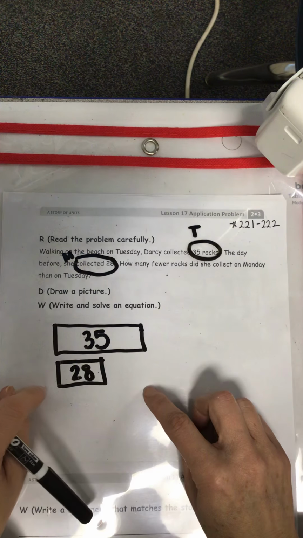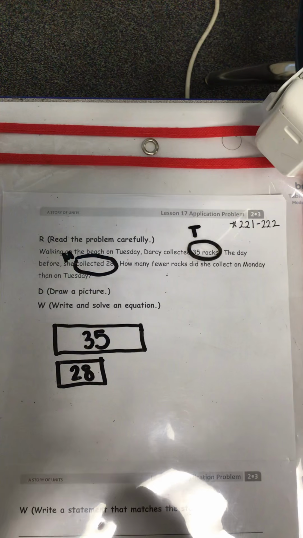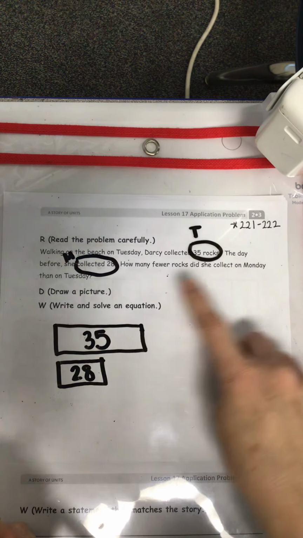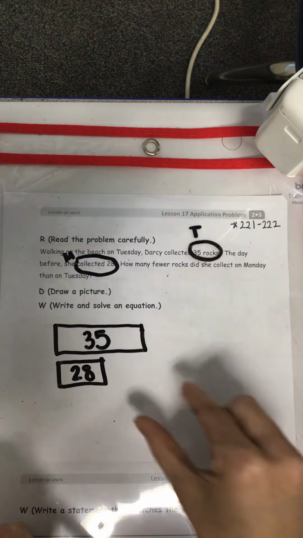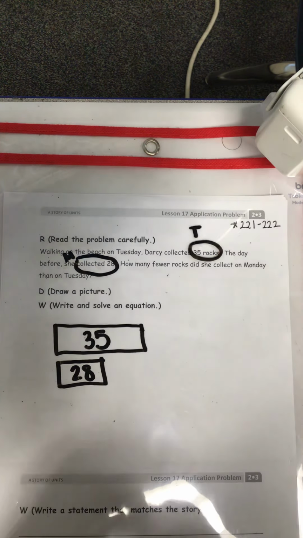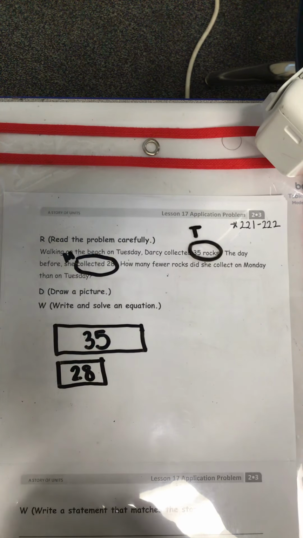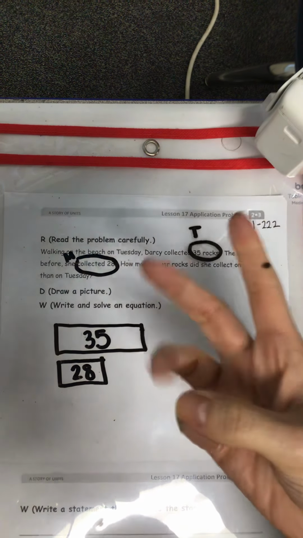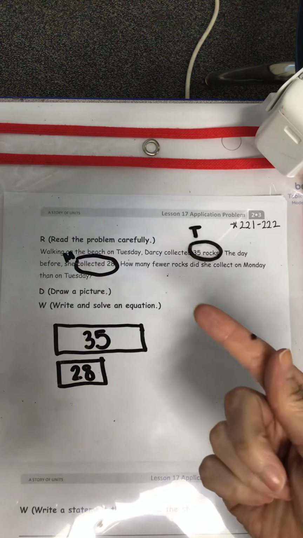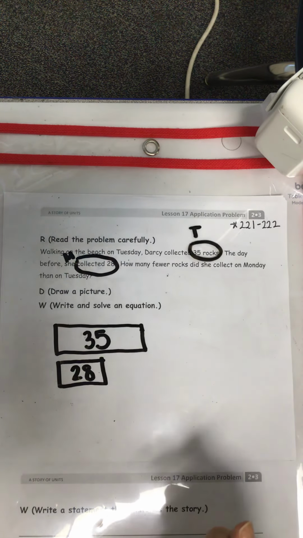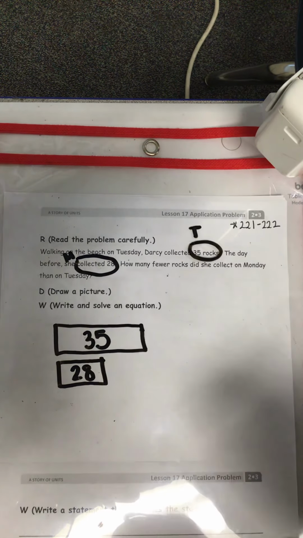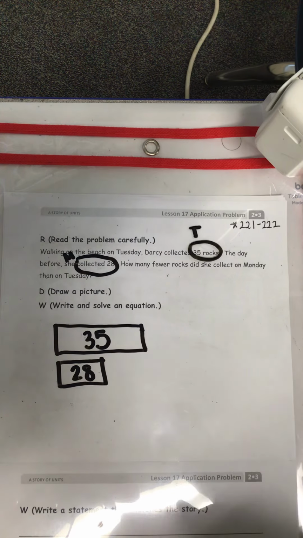greater than 28. So then the strategy was to answer the question, how many fewer rocks did she collect on Monday than Tuesday? We need to find the difference here. And some of my kiddos were able to tell me that we can add up. So in kindergarten, they would count their fingers on, counting up or counting on. In second grade, we're gonna add up to find the difference. So rather than doing 35 minus 28, you can do the opposite of addition with subtraction.